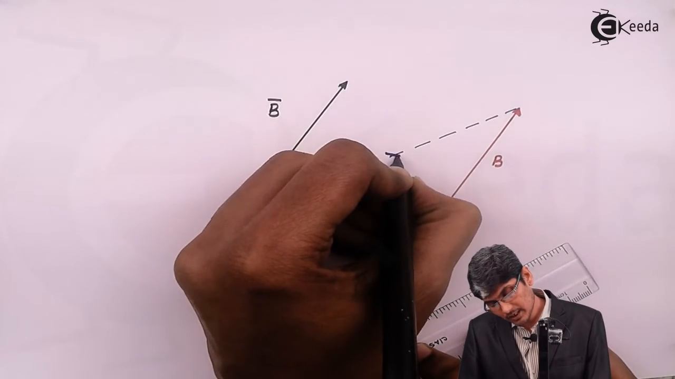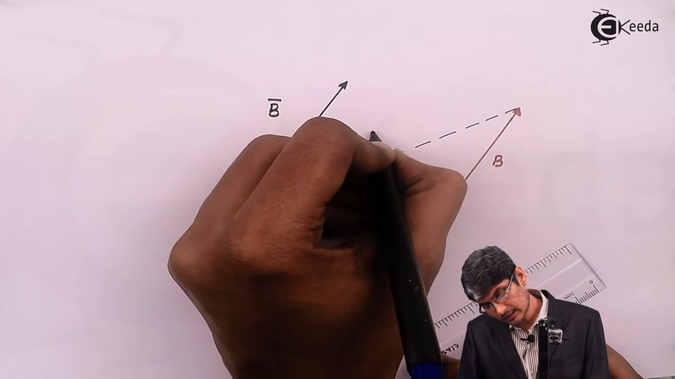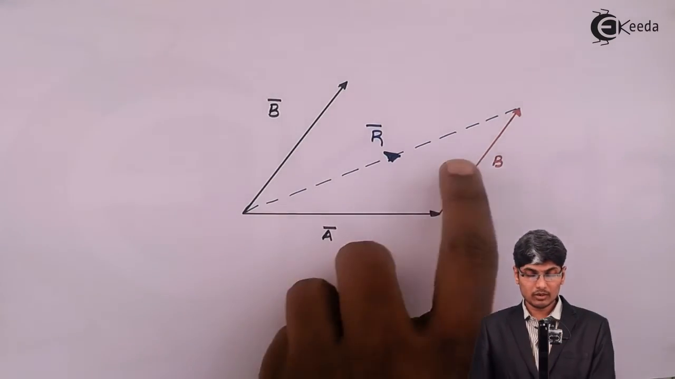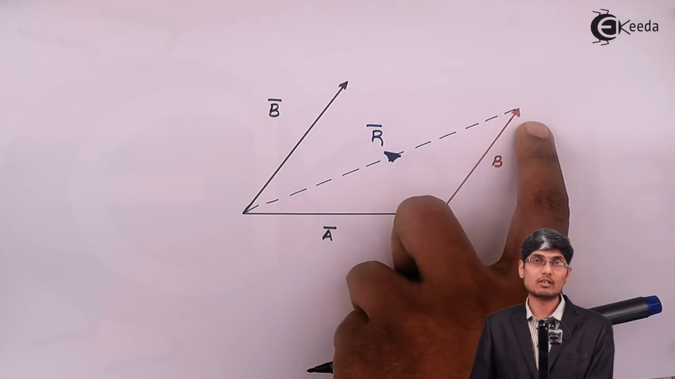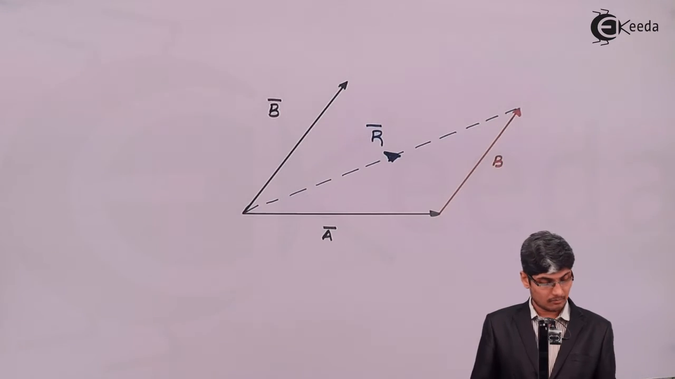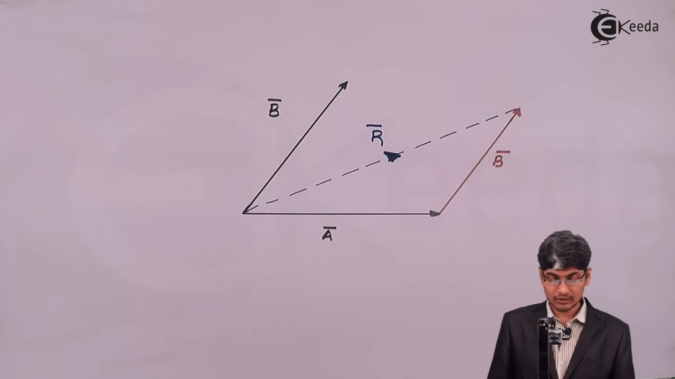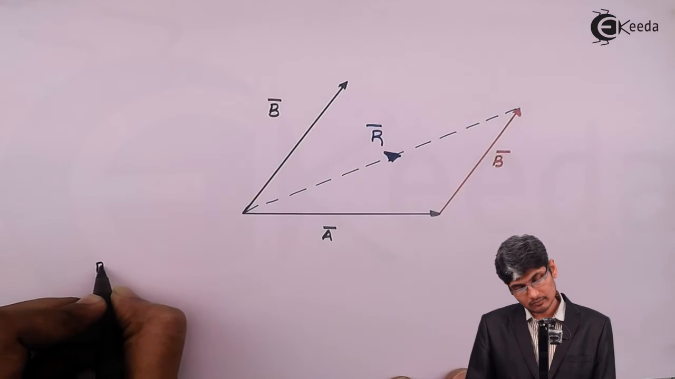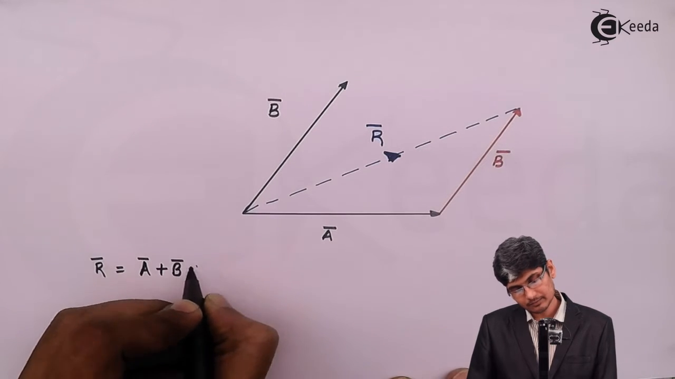Okay, so what I'm saying is, this is my resultant, let's say R. So instead of saying that going from here to here is the same as going from this to this point, isn't it? So the resultant will be A bar plus B bar. This is called the head-tail rule of vector addition. So I can write it like this: vector R will be equal to A bar plus B bar.